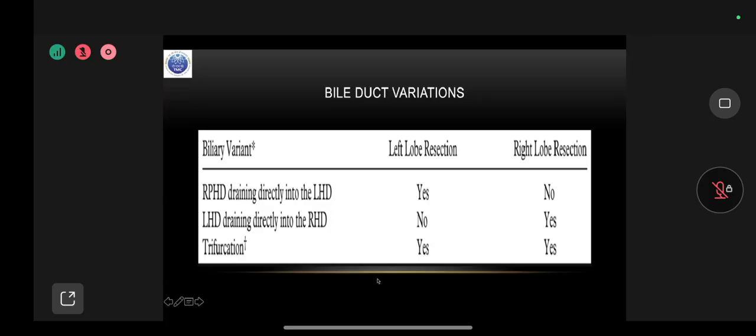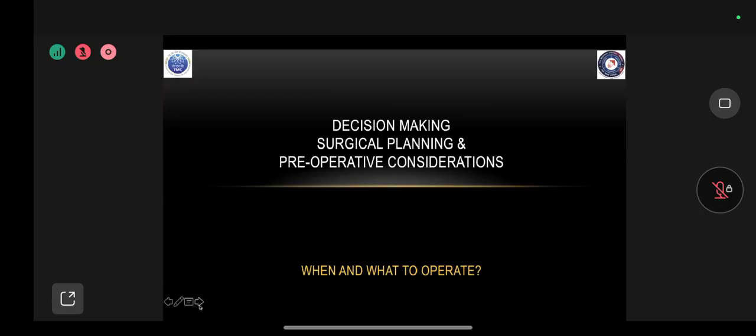So how do these variations matter? As I said, right posterior draining into the LHD, in a left lobe resection, will make a difference. In right, actually, it doesn't matter because you will transect it. Similarly, a left duct draining into the right hepatic duct, in a right lobe resection, it matters. And obviously, if there is a trifurcation, in both resections, you will need to be careful. So this summarizes the anatomy of the liver and how it helps us in planning a surgical resection.